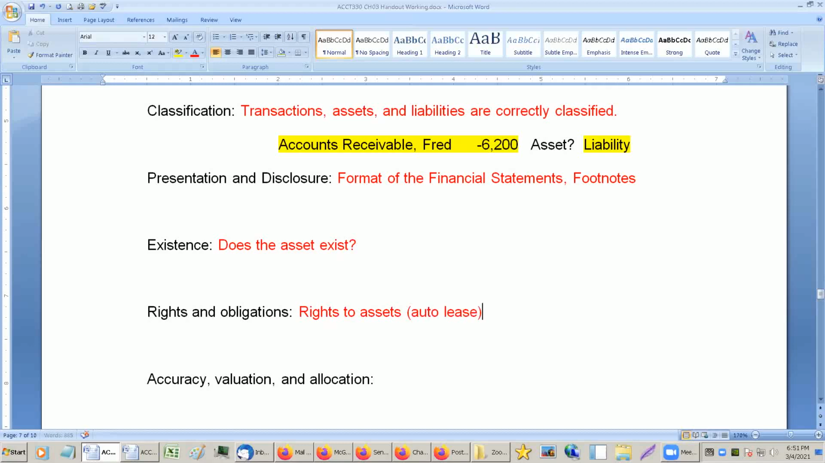So you might look and say, okay, they do have 3 company cars. Yeah, they have 3 company cars, but they may not own them. They may be on a lease. So if they don't own them, it shouldn't be on their financial statements. There are some new rules out now that are going to change that a little bit. But the rights, do they have the right to? Obligations are, do they owe? What do they owe?